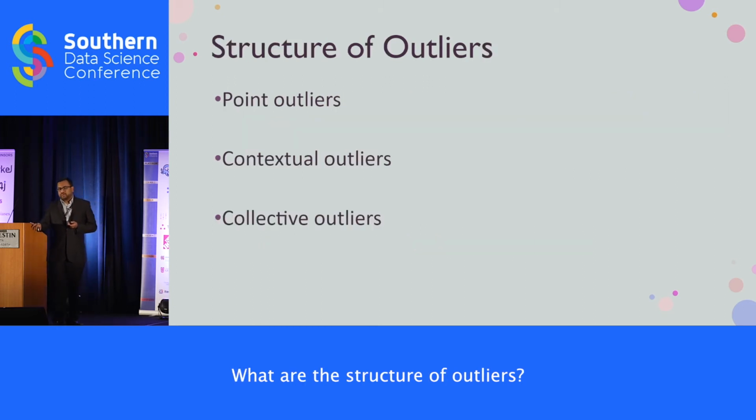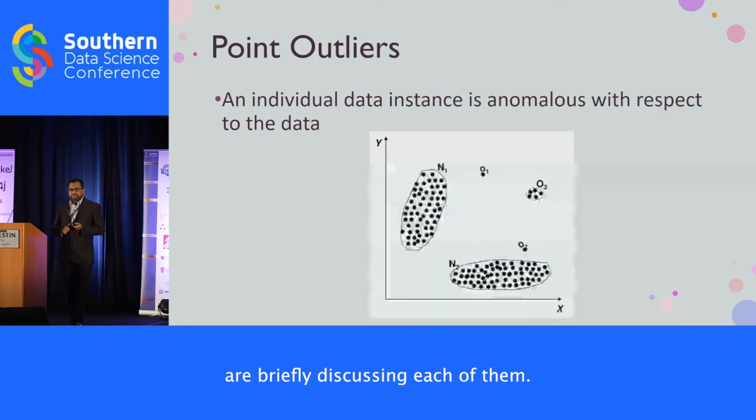What are the structures of outliers? A few of those structures of outliers are the point outliers, contextual outliers, and collective outliers. We are briefly discussing each of them.